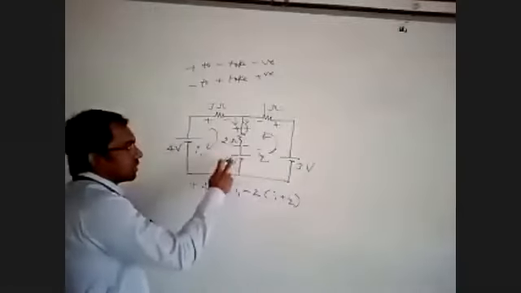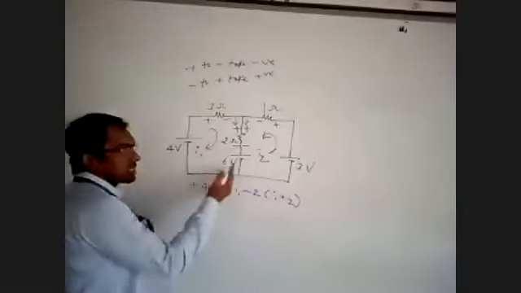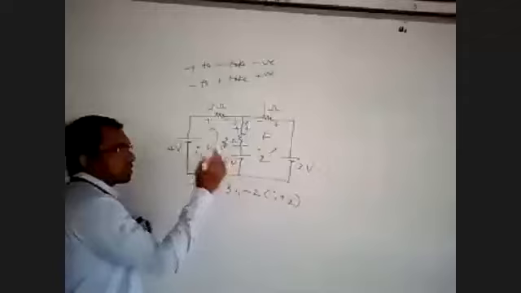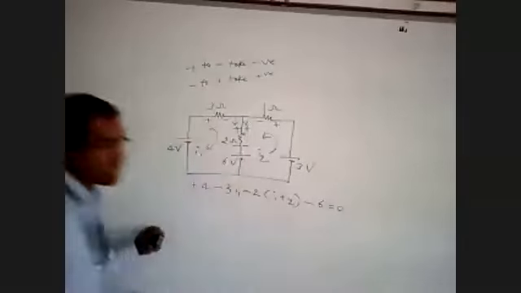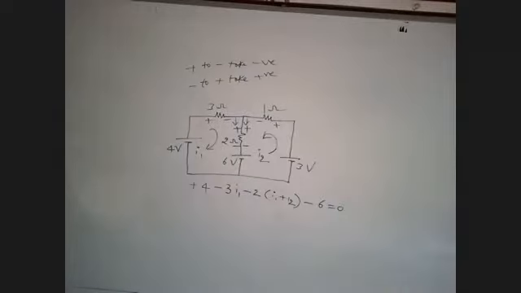Now I1 is flowing from plus to minus. See, 6 volts: I1 is flowing from plus to minus, plus to minus means minus 6. We have completed the first loop. That is equal to 0. Equal to 0 is very important. Many students will not keep equal to 0. The definition itself says the algebraic sum of voltage drops in a loop is equal to 0.